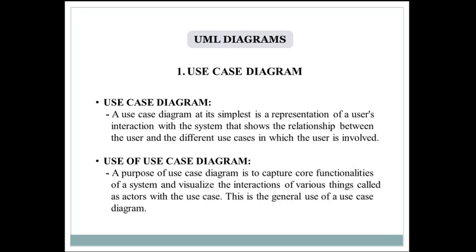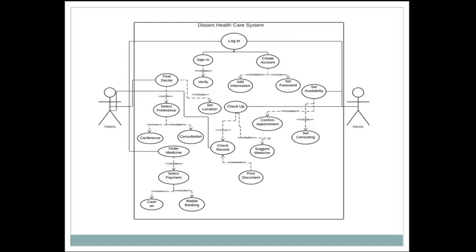A use case diagram is a representation of a user's interaction with the system that shows the relationship between the user and the different use cases. We use a use case diagram to capture the main functionalities of a system and visualize the interaction of various actors with the use cases. In our system, a patient or a doctor has to log in by verification. If the user does not have any account, then he or she can log in after creating an account. A patient can find a doctor by selecting preference and setting up the desired location.